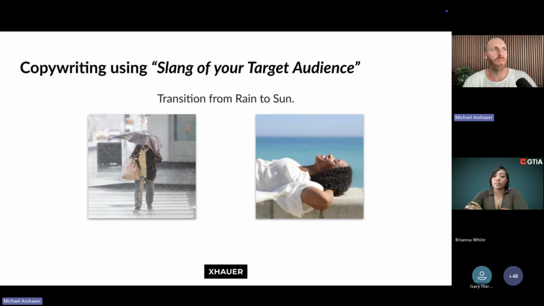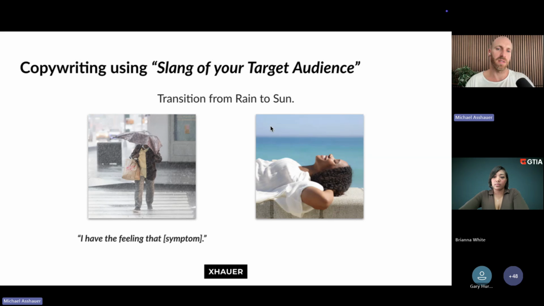Grab them with the rainy situation that they are currently in, expressed in their slang after the fifth beer in the bar when no one else listens, and then show them how you can help them to reach the sunny situation. And that's basically it. That's the basic psychology of copywriting.